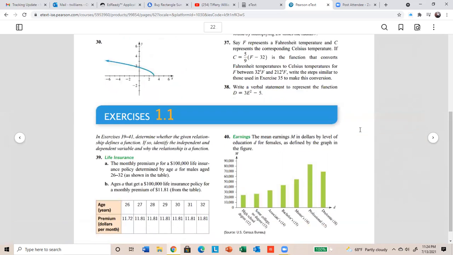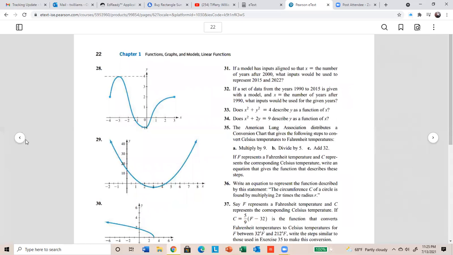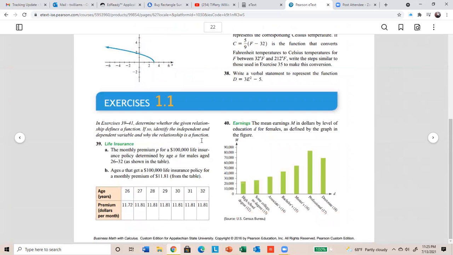Number 41, where are you? There you are. Let me skip back a page here. I want to see what the directions say. So the directions for number 41 say, determine whether the given relationship defines a function. If so, identify the independent and dependent variable and why the relationship is a function. Again, when we're identifying why the relationship is a function, if it ends up being a function, I do want to talk about how we don't have inputs repeating and all that.